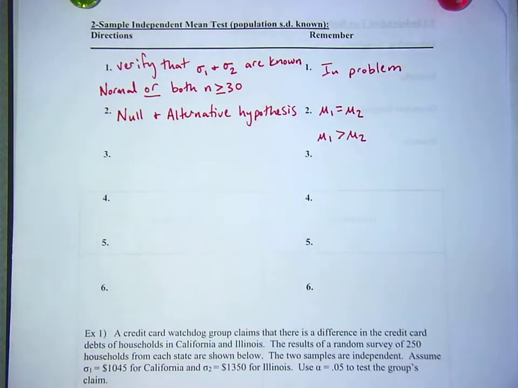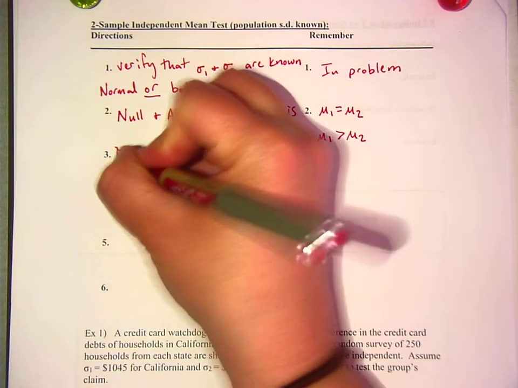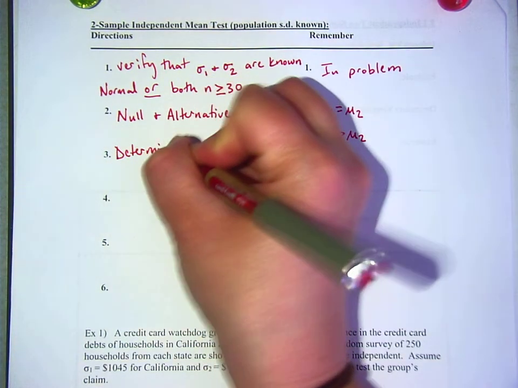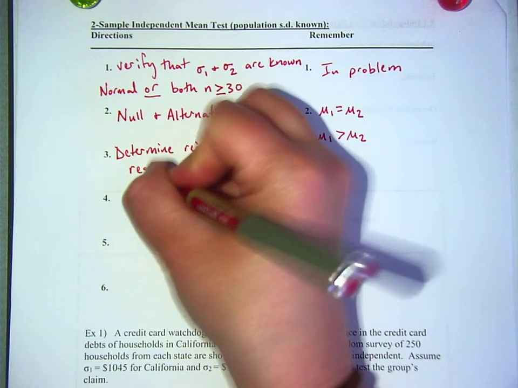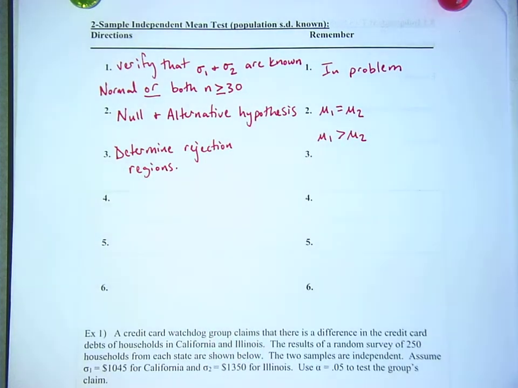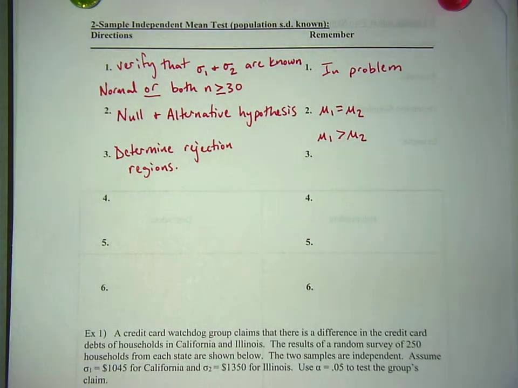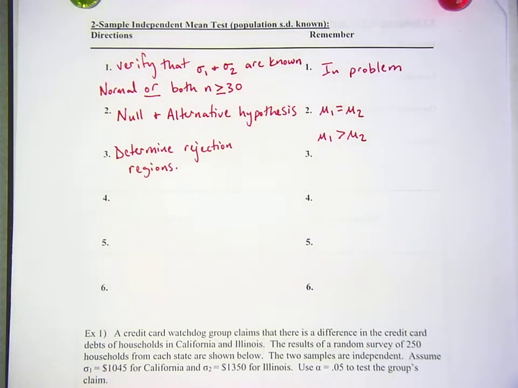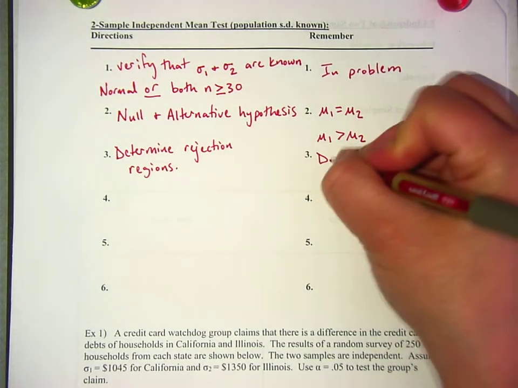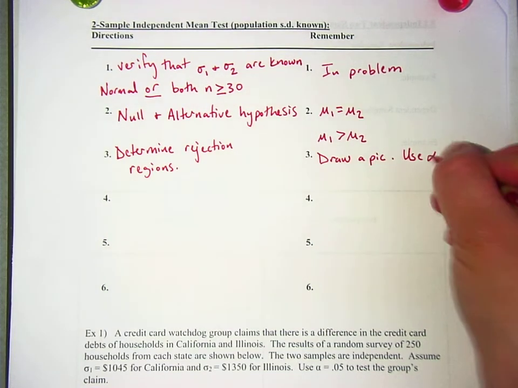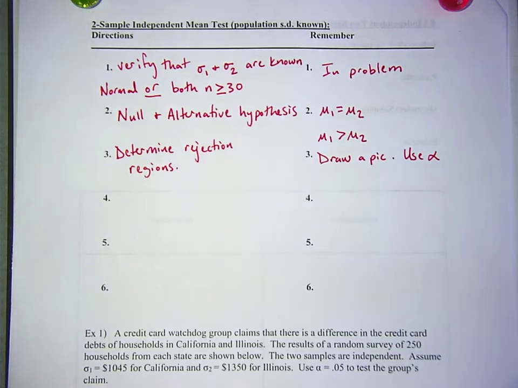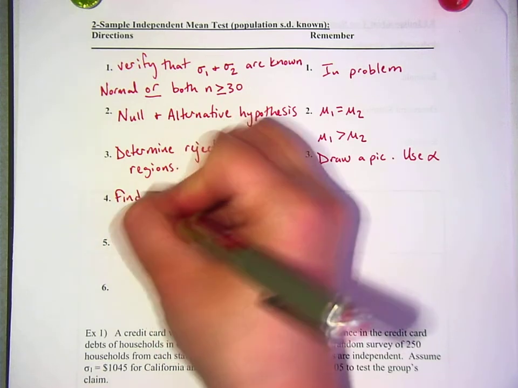Next up, we need to determine the rejection regions. Draw a picture, use alpha. Then find the standardized test statistic.